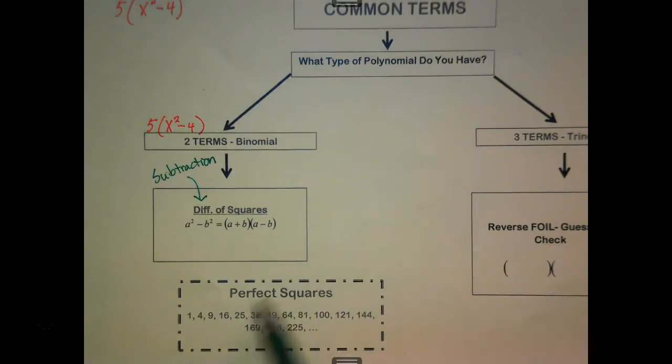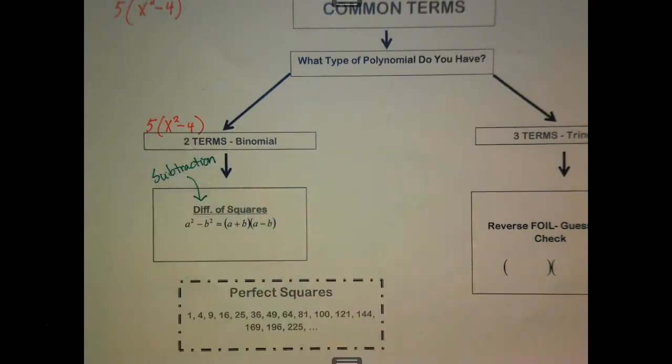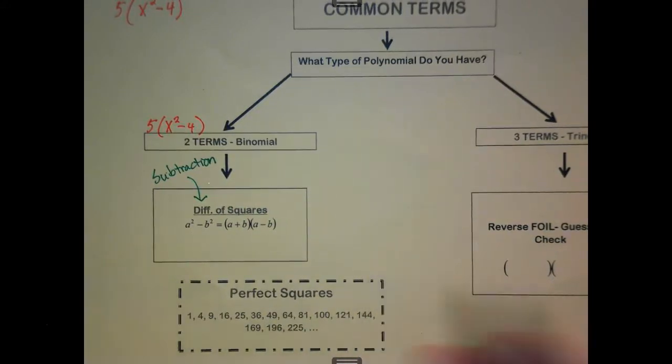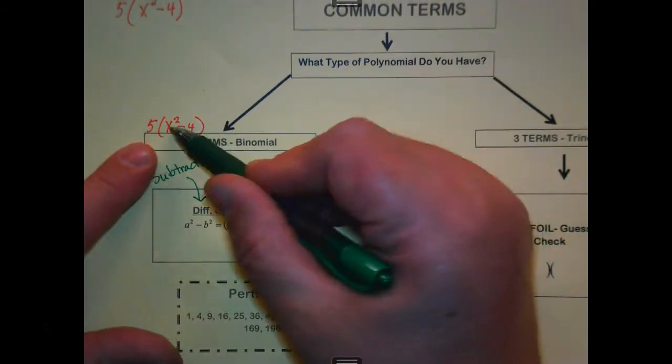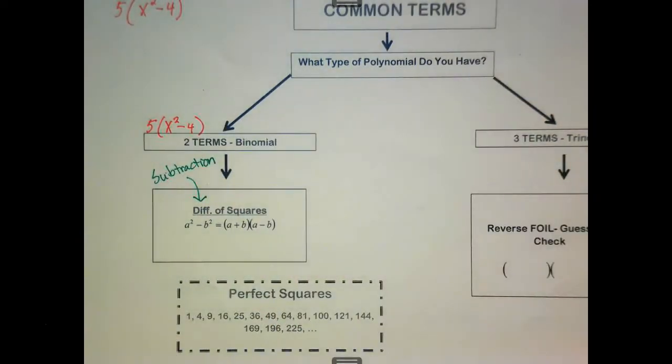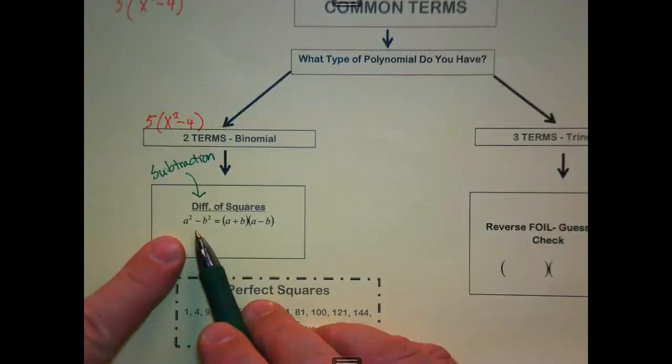I look at my handy dandy chart and it says perfect squares. I have a 4 there, and the 4 is indeed a perfect square. We know x is, because it's being squared. So I do have a subtraction of perfect squares. So I'm just going to go to my formula here.